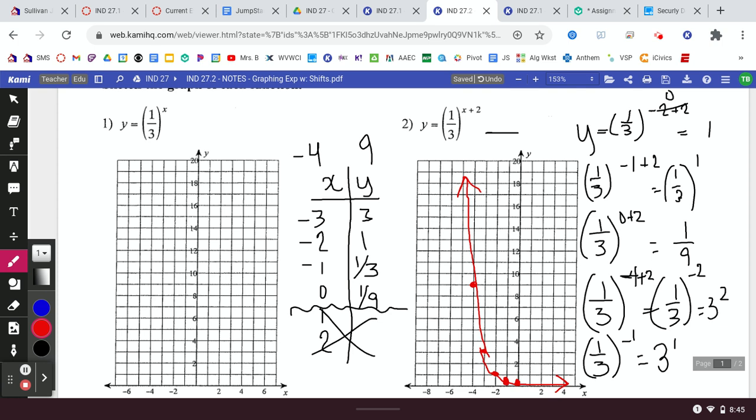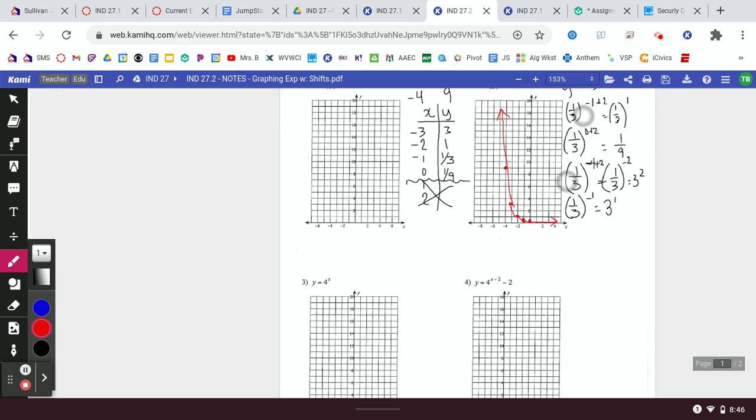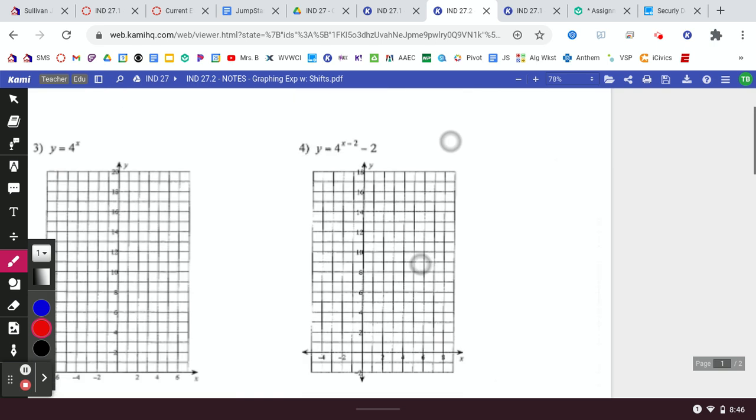So basically your whole graph, what it would have been centered here, shifted this way plus 2 or backwards 2. So instead of having your curve points here and your fractions here, everything shifted over 2 spots. Okay? All right, so now let's look at the last example here that we're going to do, and that's number 4.